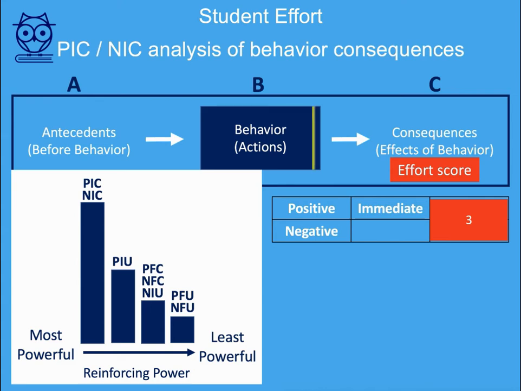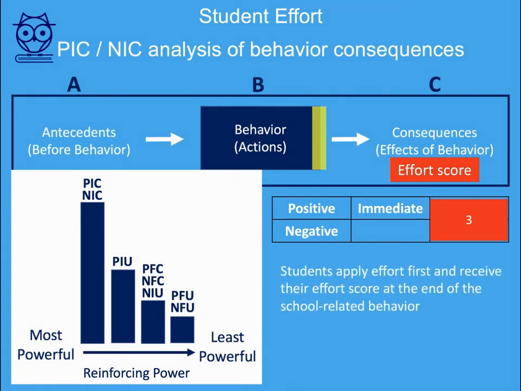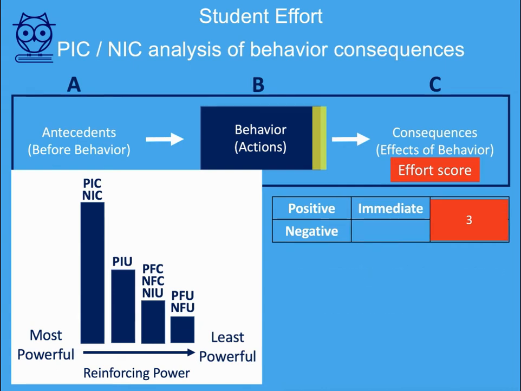Final effort scoring should always occur near the end, at the end, or just after the time allotted for a school behavior. Students should earn their effort score by applying effort first and receiving their effort score at the end of the school-related behavior. When effort scoring is done consistently, students learn to expect it, and therefore the effort scoring is categorized as certain to occur. Notice in the graph, if students feel effort scoring is uncertain, the reinforcing power drops considerably. When done consistently as a consequence of school-based behavior, effort scoring will have the highest reinforcing power.